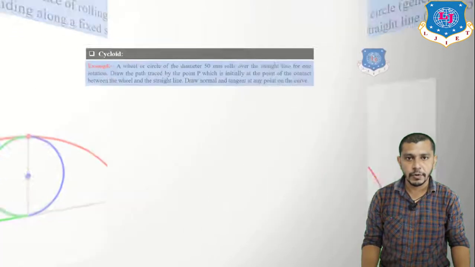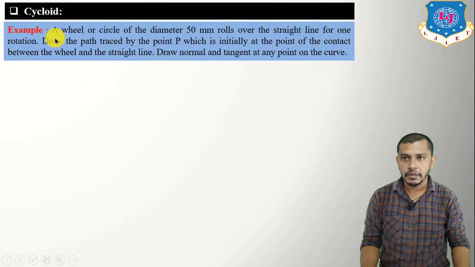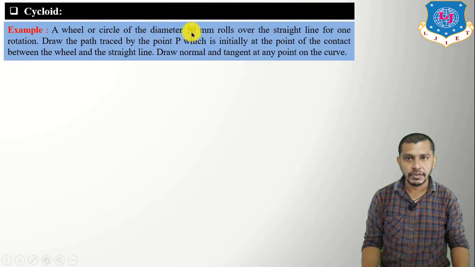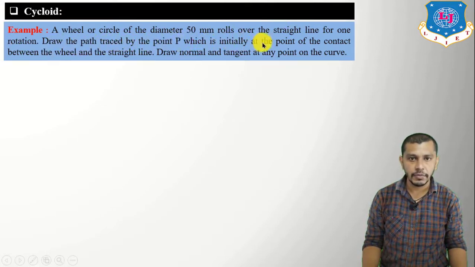So let's start with the problem of the cycloid. The given problem is: a wheel or circle of diameter 50 mm rolls over a straight line for one rotation. Draw the path traced out by point P, which is initially at the point of contact between the wheel and the straight line. Draw normal and tangent at any point on the curve.